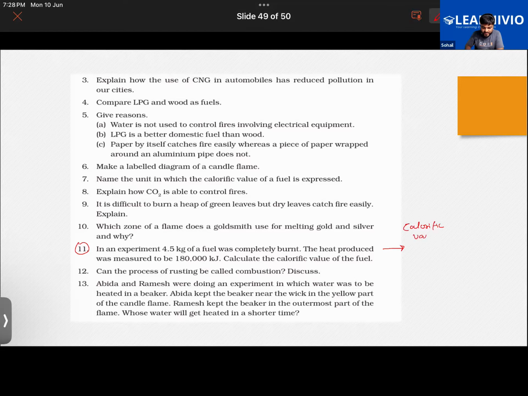Calorific value. How do we find it? It is simply the amount of heat released upon burning, divided by the mass of fuel burnt. Simply divide it. All of you answer in the chat box. Do it quickly, guys.